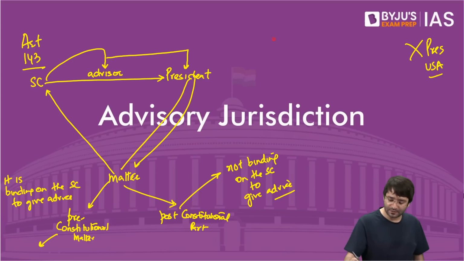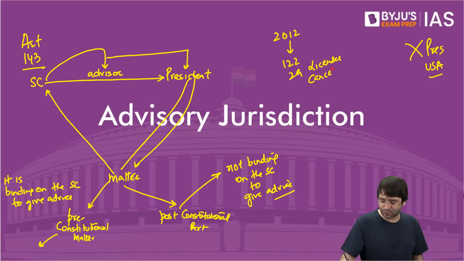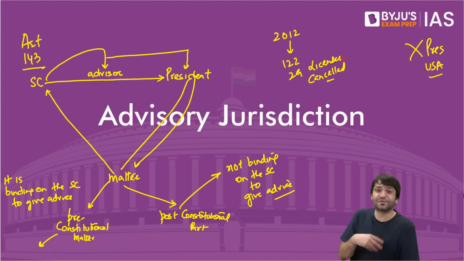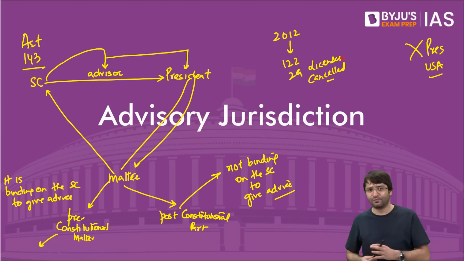For example, in 2012, when 122 2G licenses were cancelled by the Supreme Court. 2G spectrum, right now there are talks of 6G, 5G is already there. 2G spectrum was to be sold, and for that the policy followed was first come, first serve. The policy was not auction.